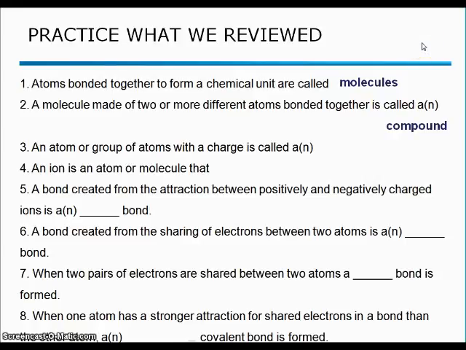Going back to number 1, one thing I wanted to mention is we said the word molecules is for covalent bonding. If we had a bond that was ionic, you would actually call it a formula unit. So if you see that written down, that's where that came from.